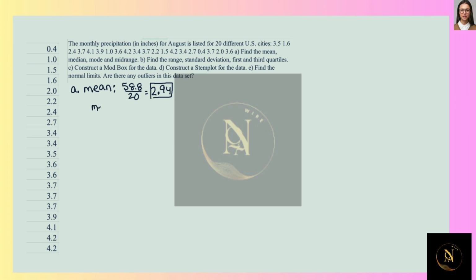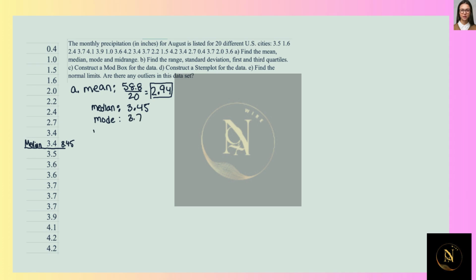Then the median is the number that's in the middle. And the number that's in the middle is 3.45, because 3.45 is in between 3.4 and 3.5. So the median is 3.45. And then the mode, that's the number that occurs the most often. It occurs 3 times, and it is 3.7.